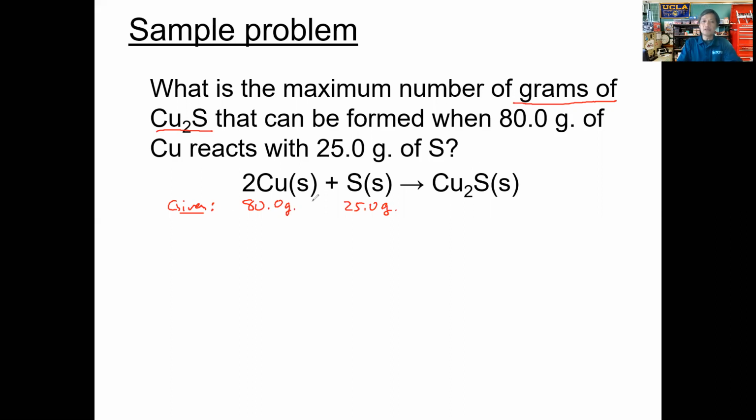But which one of these two will determine how much product will form? Will it be 80 grams of copper or 25 grams of sulfur? What we have to do first is find the limiting reagent. Which one of these two is the limiting reagent? So this is going to be calculation number one.